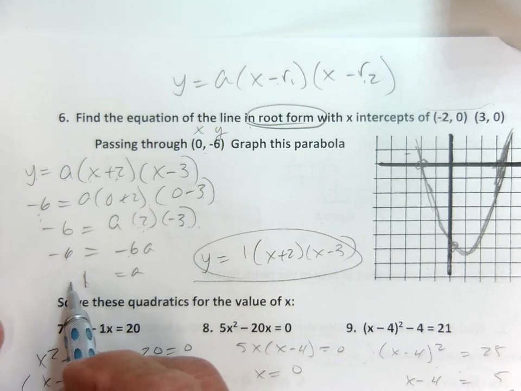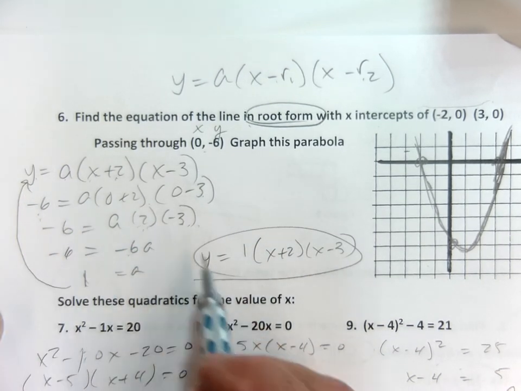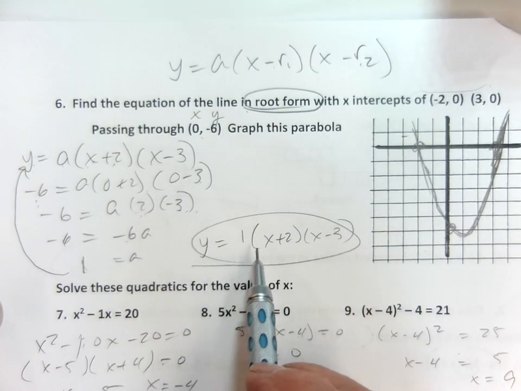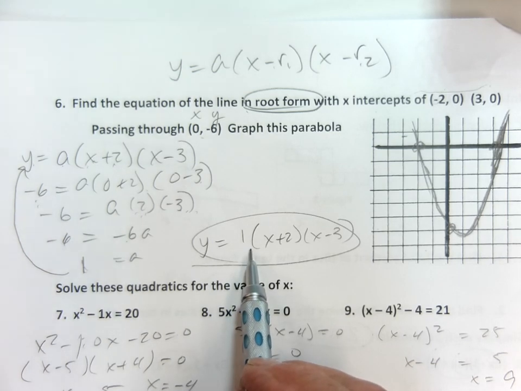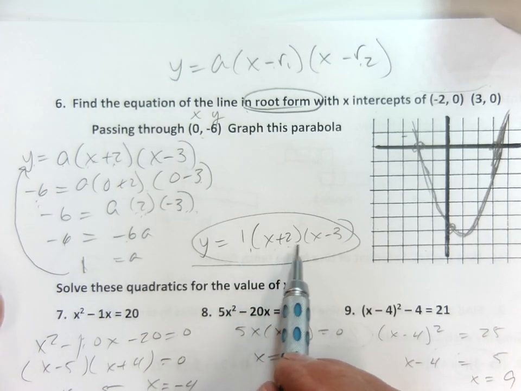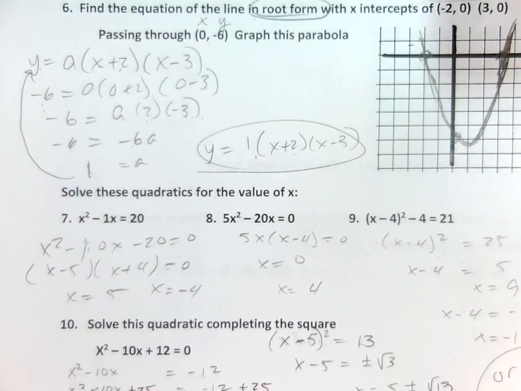So I'm going to take it back to right there and rewrite my equation. Y is equal to 1. I don't need the 1, but there it is. X plus 2, x minus 3. All right, let's keep going.